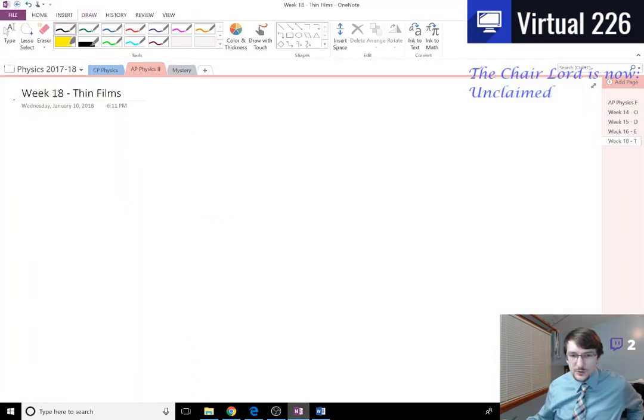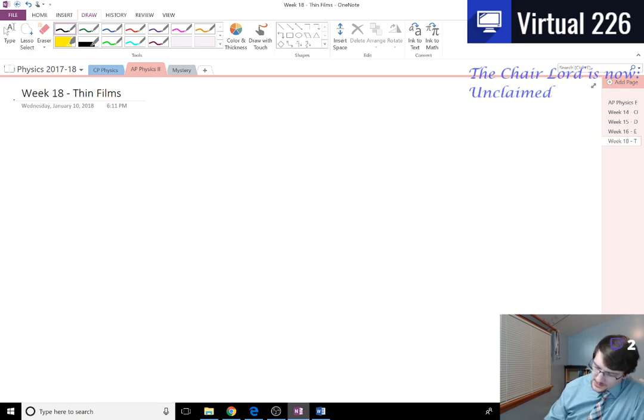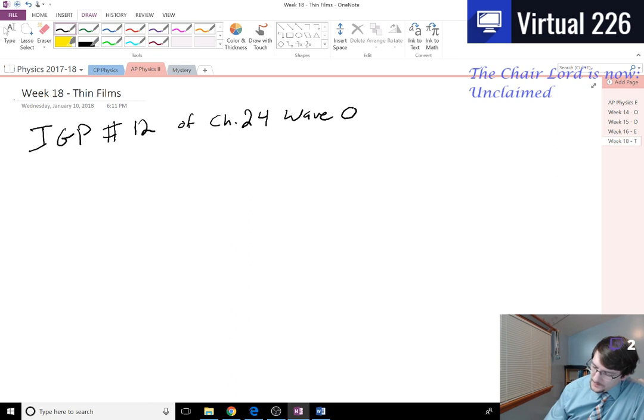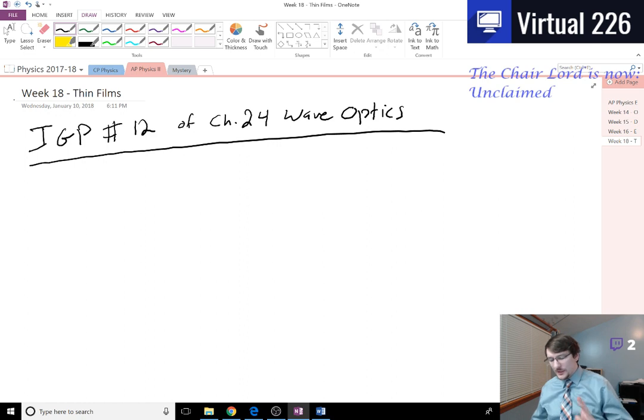Okay, so if we're looking at this, this is the intergalactic problem number 12 of chapter 24, wave optics. Okay, so if we're looking at thin films, what we need to do is set up our actual interference. What the heck is that?